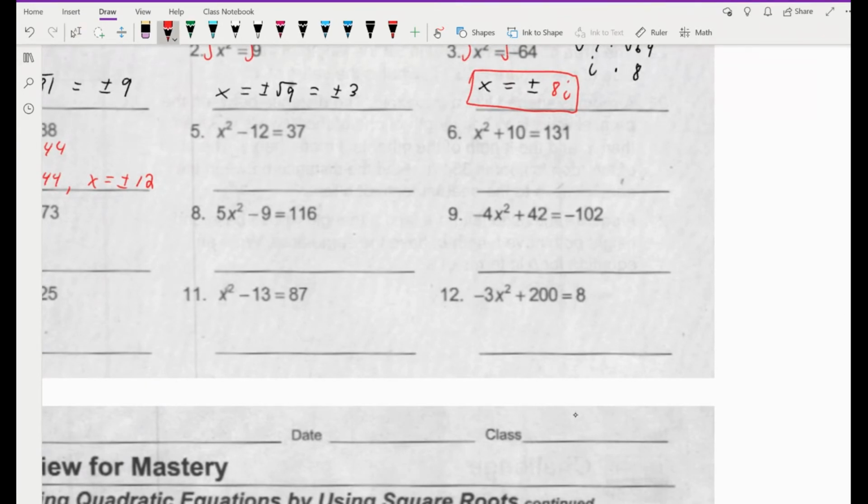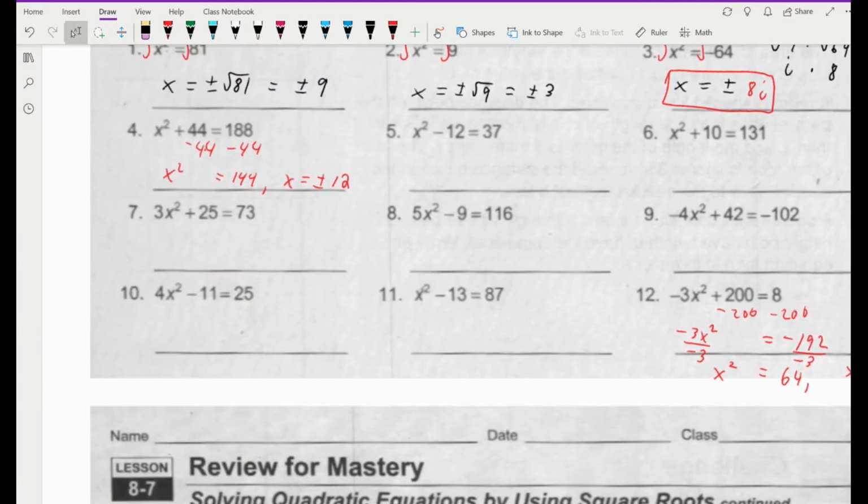12 here. So for 12, we subtract 200 from both sides, and we get minus 3x squared is equal to minus 192. We're going to divide both sides by negative 3, and we will get x squared is equal to negative 192 divided by minus 3. And that'll give us a positive 64. We now take the square root of both sides, and we'll get x is equal to plus or minus 8.